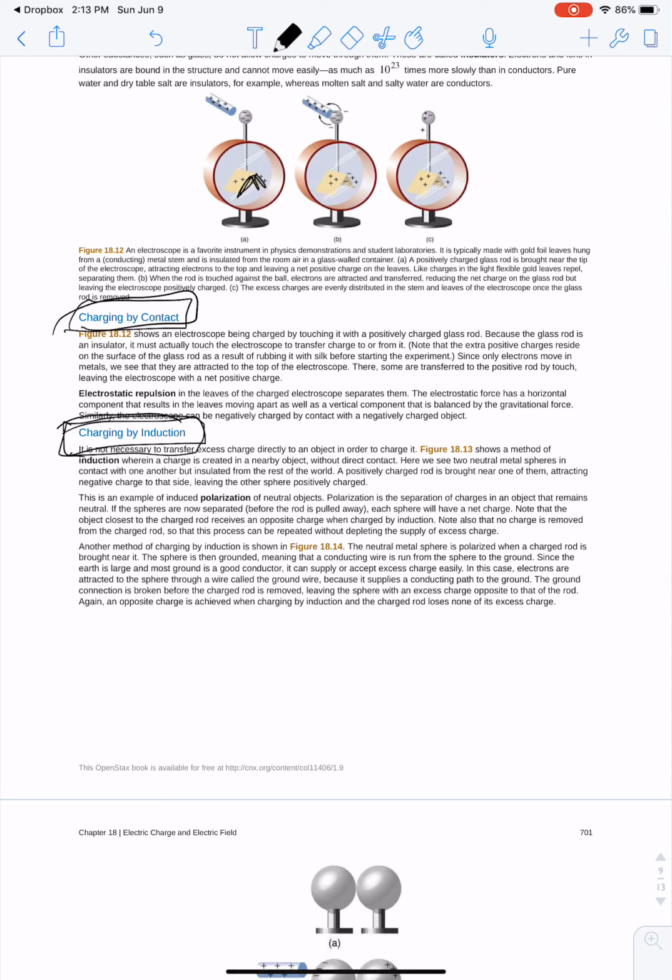So charging by induction is a little bit different. It would be like the coffee shop door is shut and locked, so as the celebrity walks by, all the folks in the coffee shop that are attracted to the celebrity are going to move towards the window, but they're not going to be able to leave, so it's more of a temporary effect.